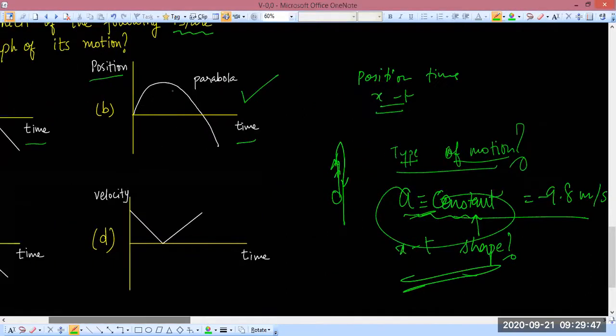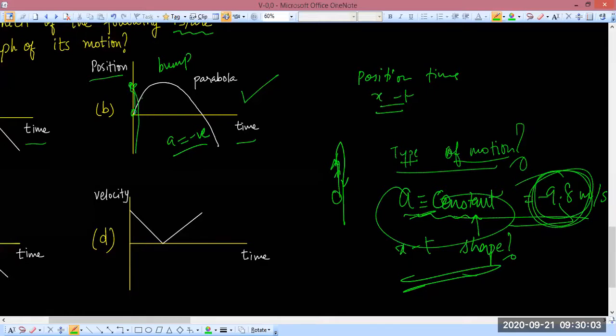Also you can clearly see this is like a bump, isn't it? That means acceleration is negative. So it is negative, isn't it? The ball first went up and then came down, right? So the graph makes this kind of shape.